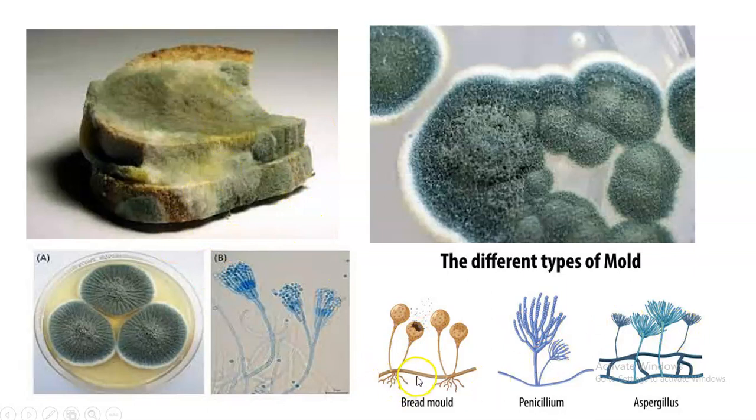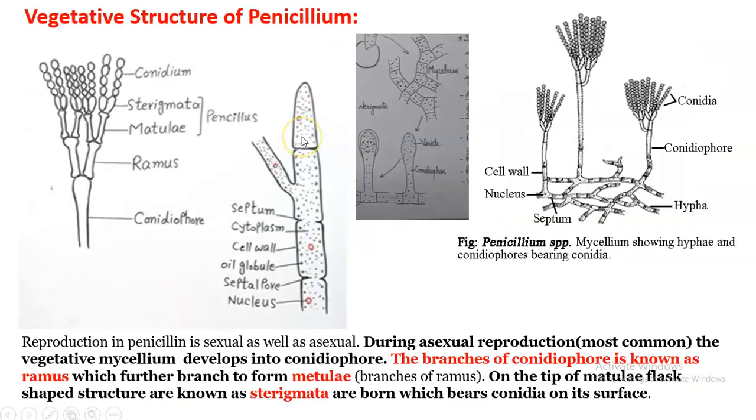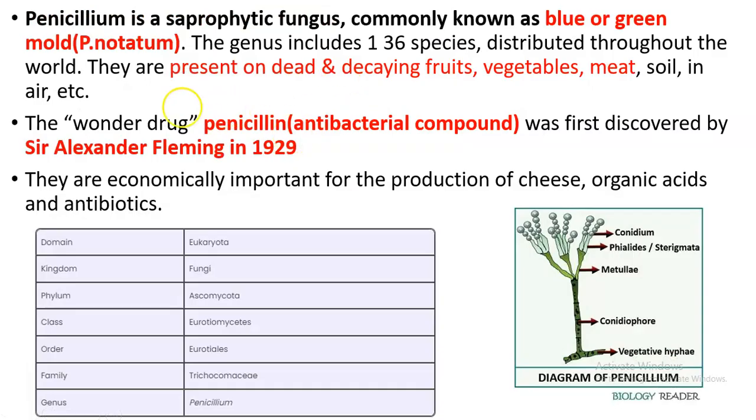If Rhizopus is infecting the bread, then that will be giving a blackish appearance. So that's why it is called bread mold or black mold. In the case of Penicillium, it will be giving you a blue-green appearance. And it is present in dead and decaying organic matter. Around 136 species are found throughout the world.